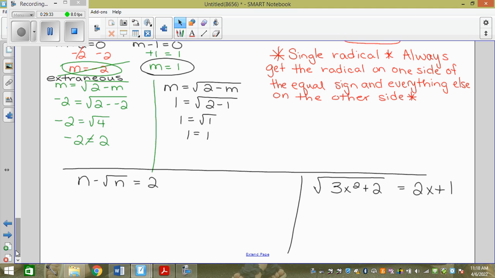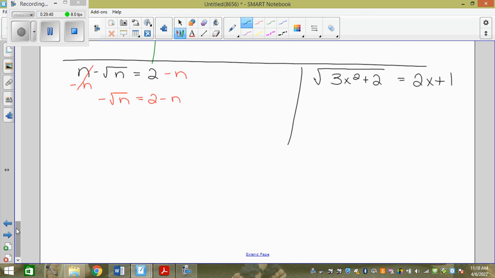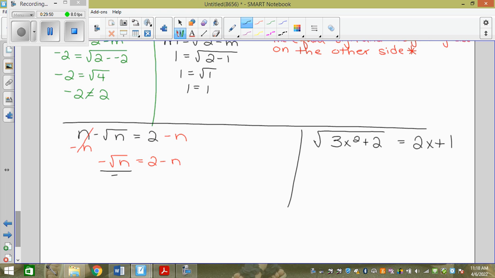I can subtract the n. Now I have negative root n equals 2 minus n. Is the root by itself? No, there's a what sitting in front of it? A negative 1. So I'm actually going to get root n equals, now the negative 1 just goes to both terms. So I'm going to get negative 2 plus n.